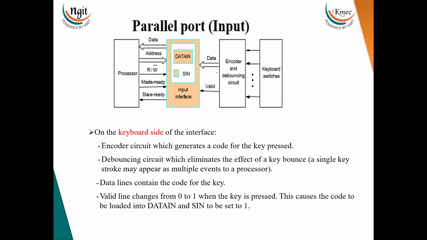and if there are any multiple bouncing signals, they will be eliminated by debouncing. The proper, valid signal will be sent on the data lines, and it will send a valid signal also, and it will be placed into the data in register. When the data in register is filled, the SIN bit becomes 1. If the data in register is empty, it will show 0.